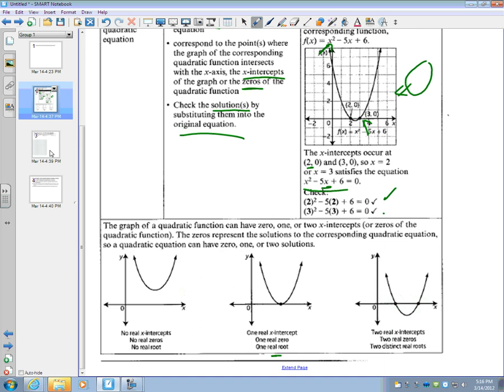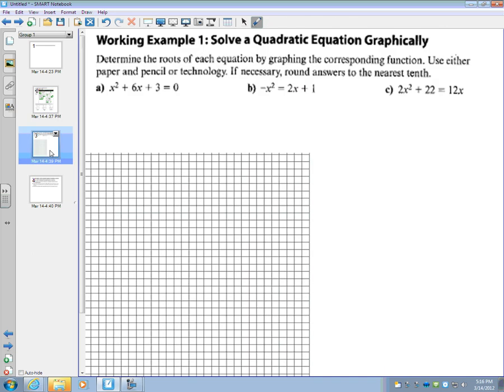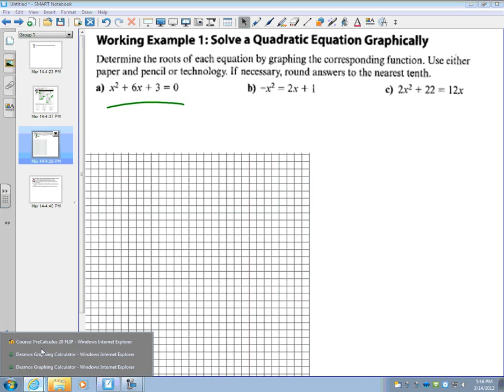So our next question here says, determine the roots of each equation by graphing the function. Use either paper and pencil or technology. I'm going to start with this one right here, and I'm going to use technology. x squared plus 6x plus 3. The technology I like to use is a graphing calculator, and I found a really nice online one that I think I've shown you before, and it's called the Desmos Graphing Calculator.